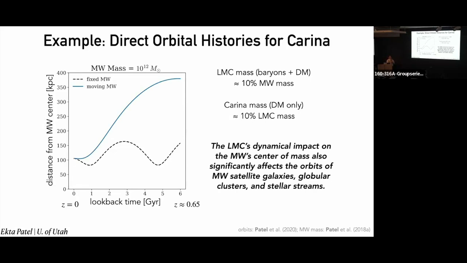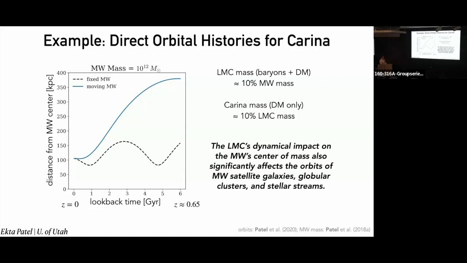And of course, different satellites will react differently to the effect of the Milky Way moving around, especially as we move into the live, time-evolving potentials, which I'll get to near the end of my talk. So again, the LMC's dynamical impact on the Milky Way center of mass is very important to consider as we try to understand not just the global accretion history of the Milky Way, including the clouds, but also all of these other substructures orbiting the Milky Way.